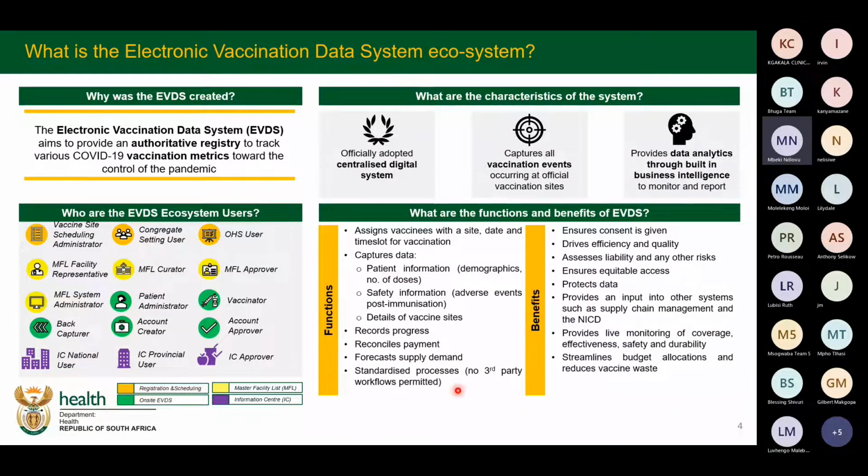Right. Now, looking at the functions and benefits of the Evds system, firstly, the function is that the system allows us to assign vaccinees with a site, date, and time slot for a vaccination, allows us to capture data, patient information, safety information, and details of vaccine sites. It records progress, reconciles payments, forecasts supply, demand, and standardizes processes. The benefits are that it ensures consent is given, it drives efficiency, quality, assesses liability, and any other risks, ensures equitable access, protects data, provides an input into other systems, such as the supply chain management and the NICD.